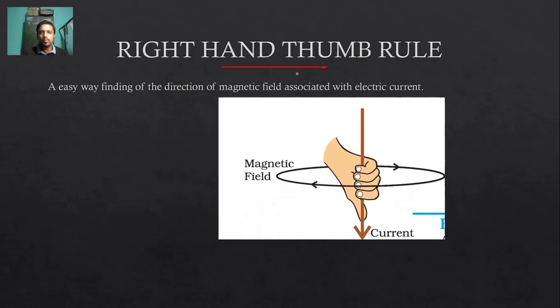Right hand thumb rule. This is a simple, easy way of finding the direction of the magnetic field associated with an electric current. If you place your right hand thumb in this direction, the thumb will show the direction of the current, and the curled fingers will show us the magnetic field. This is a simple rule so that we can easily follow the direction of the magnetic field as well as the current.